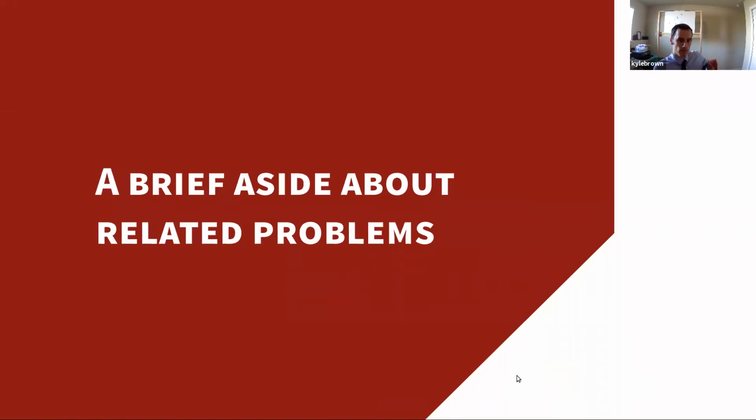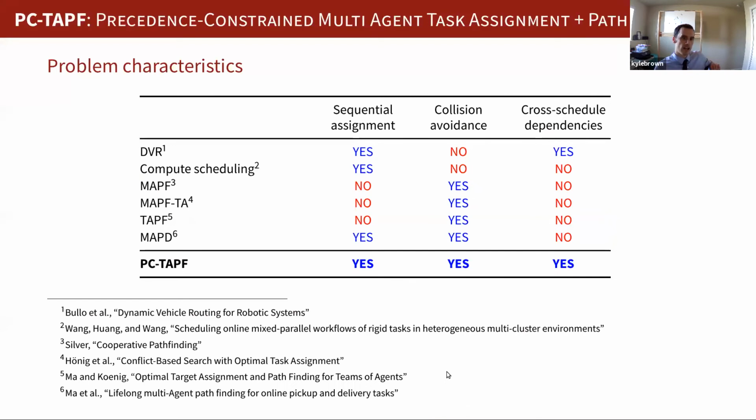So, a brief comparison to some problems that have been studied in the literature that are similar to our setting here. This slide, I won't go into detail on what each of these 6 other problems represents, but the point I'm trying to convey is that our formulation, PCTAPF, combines challenging aspects that are present in some of these problems, but in none of these problems are all of these aspects combined.